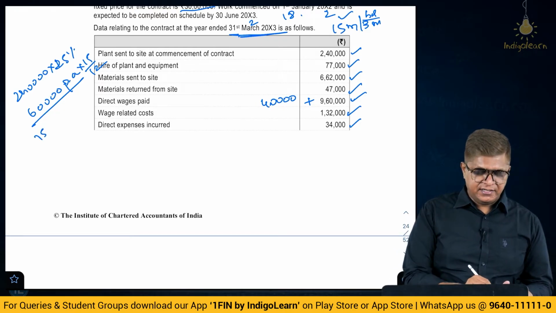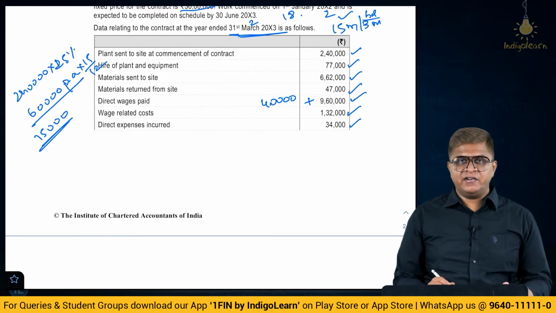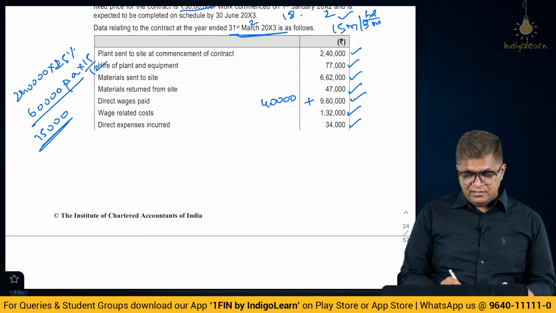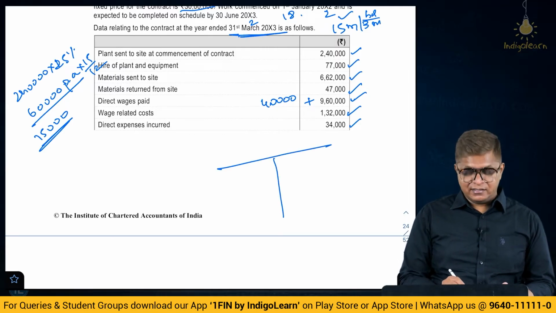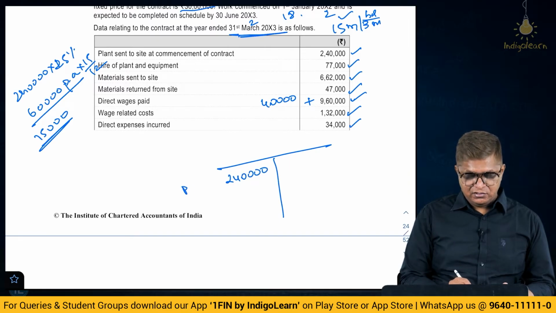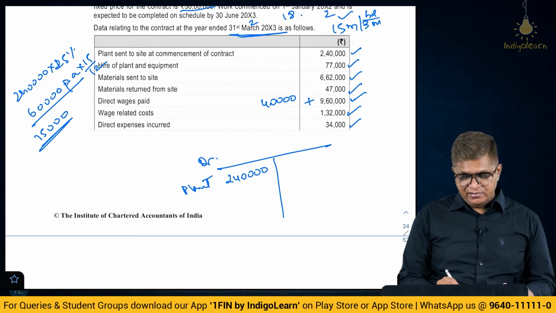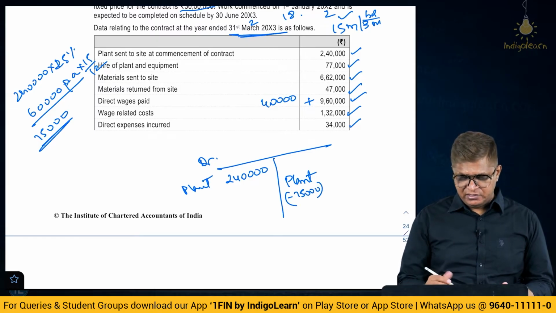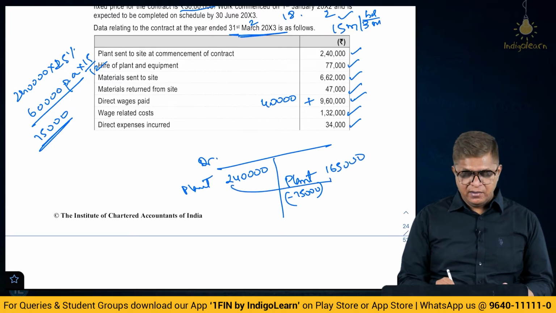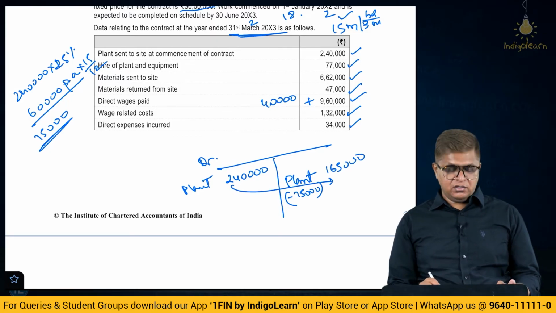So the depreciation that needs to be charged is 75,000. Indirectly, if I am preparing my contract account, if I am taking the value of plant sent to site on the debit side of the P&L, then I will say the closing value of the plant has to be reduced by 75,000. So the carrying value will be 2,40,000 minus 75,000, 1,65,000. In this way, we are going to provide for the depreciation. Alright.